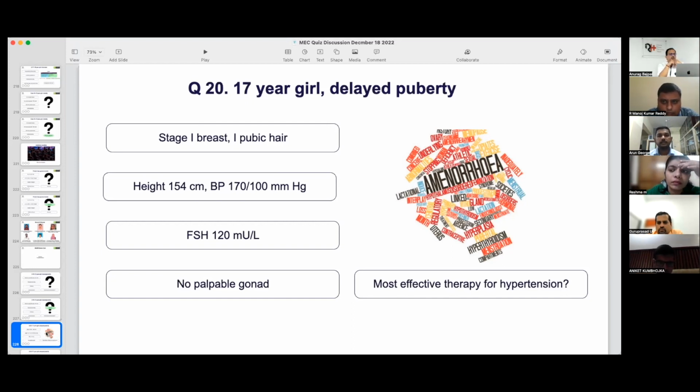So this child has high FSH, probably Turner syndrome. So the most effective therapy would be correction of the coarctation. Okay, we will move a bit forward. Let's see what other people are saying.